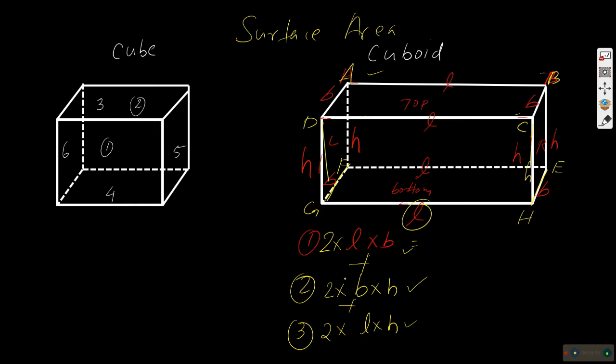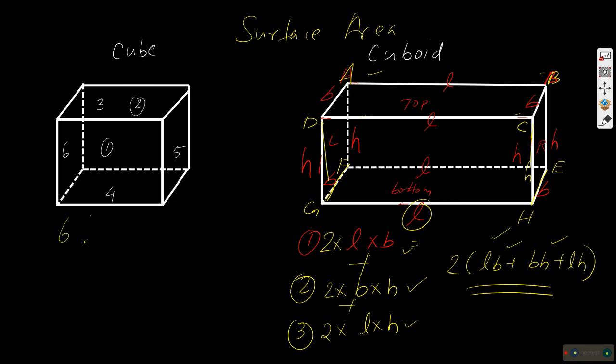So we get the area of 6 faces, or simply the formula can be written as 2 into length into breadth plus breadth into height plus length into height. This formula you should remember, and you should know L is length, B is breadth, H is height according to the cuboid.